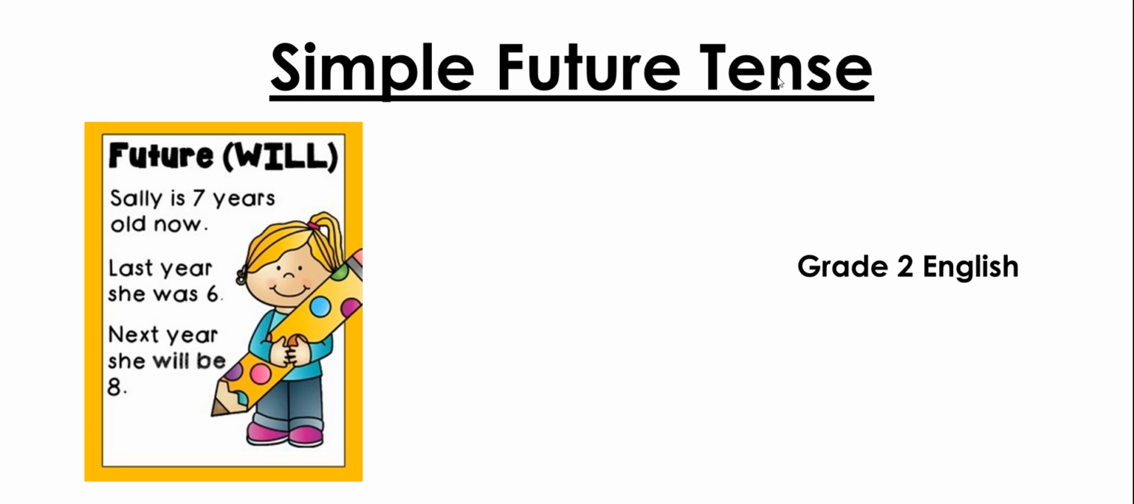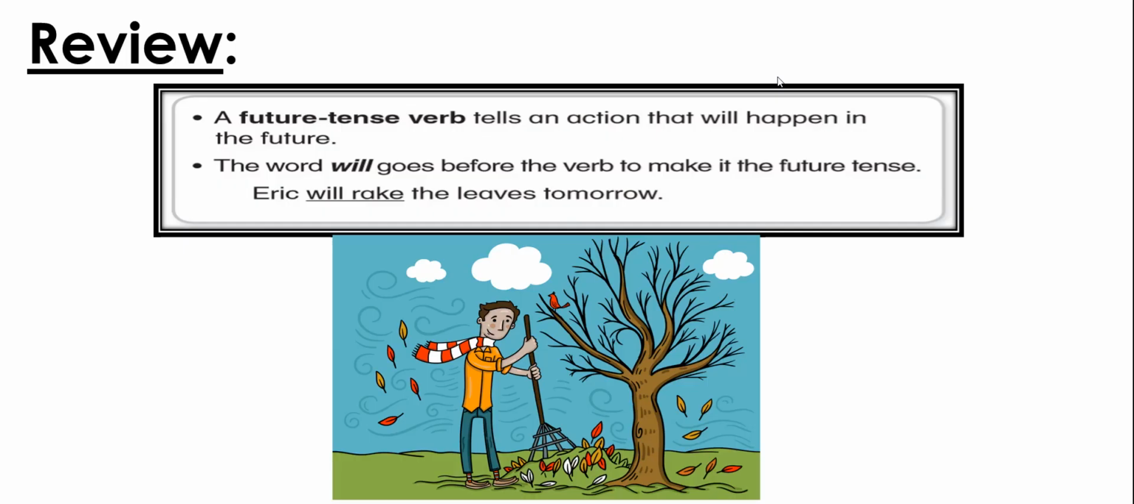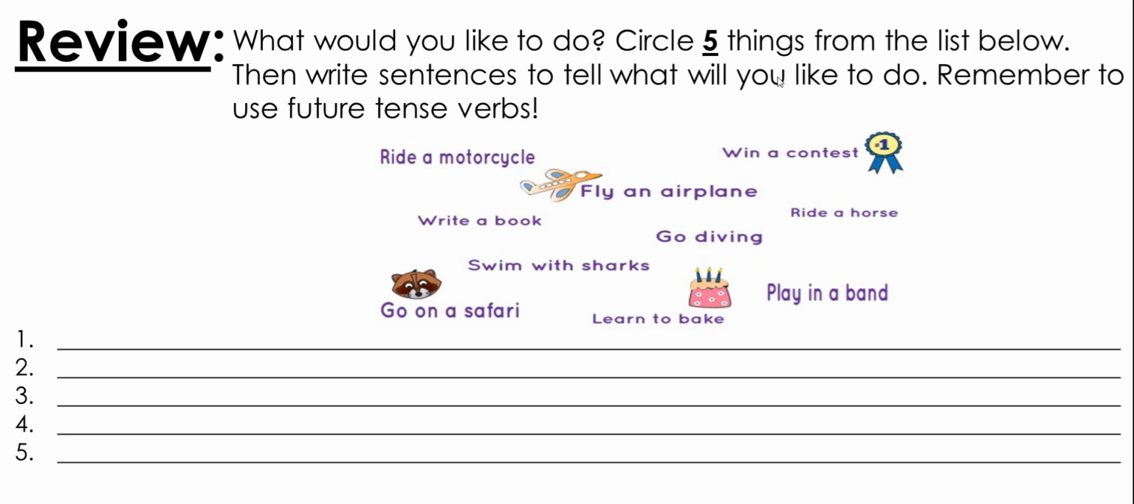Simple future tense. Okay. So what we have to do in this activity, we need to circle 5 things from the list below, then write sentences to tell what you will like to do. Remember to use future tense verbs.